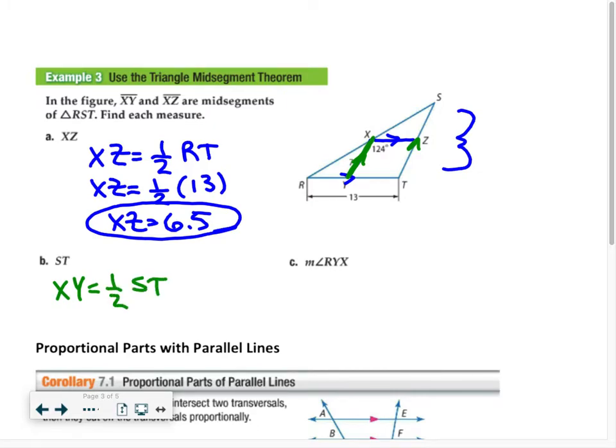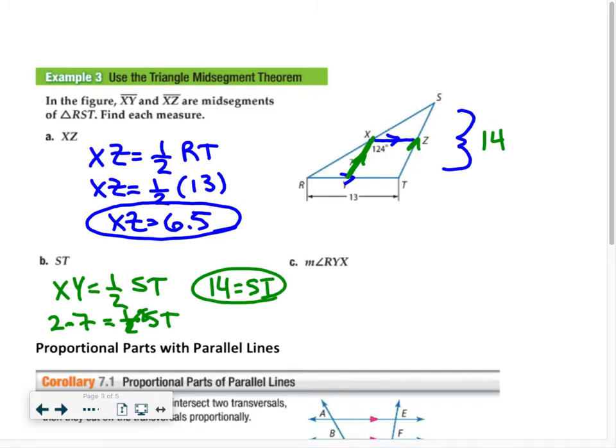So if we plug in XY here, 7 equals 1/2 of ST. We can multiply both sides by 2. 2 times 7 is 14, so 14 must be equal to ST. So you can see how that's kind of the opposite of part A there. So ST is 14.